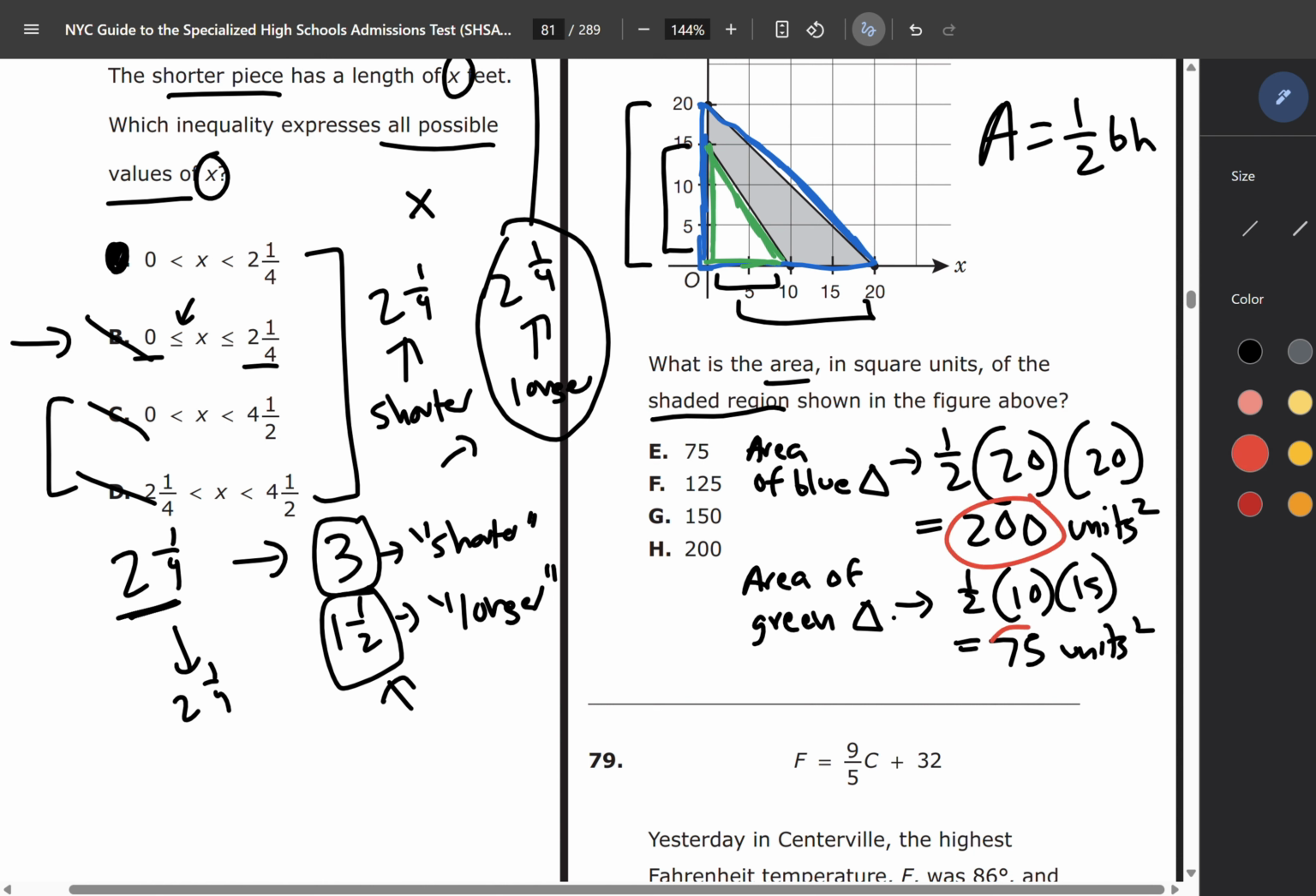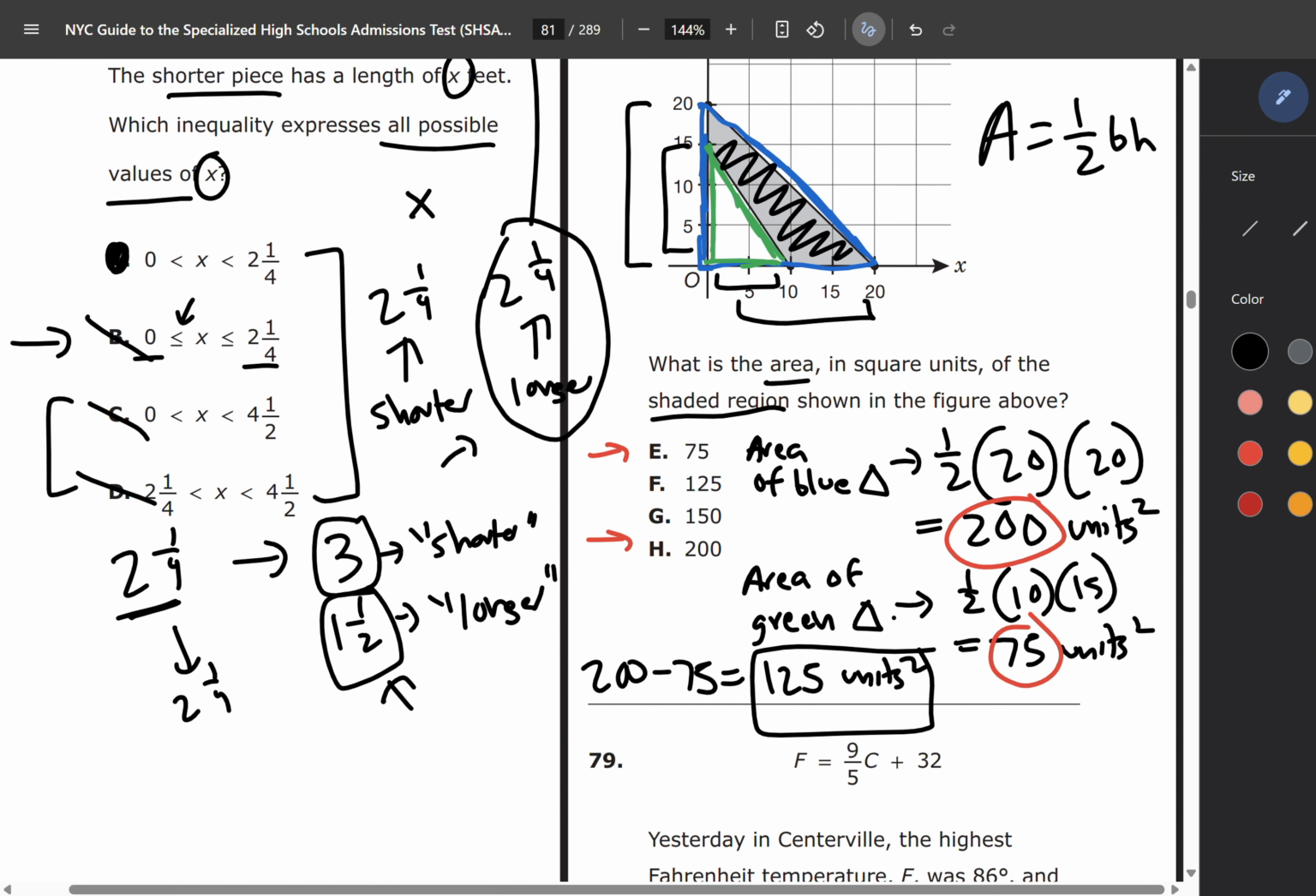Now notice something I find very funny: the exam is trying to trick you. You did get 200 here and 75 here, and these unironically end up being answer choices. Don't eliminate them just yet, just in case something does happen where we end up with those numbers as our answers. But for now, all we have to do is just do 200 minus 75 to get 125 units squared. And this should be the area not covered by the green triangle in the blue triangle. So our answer choice is choice F.